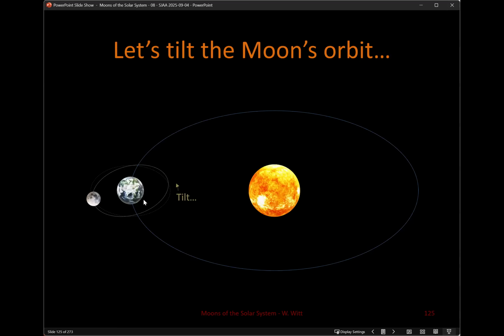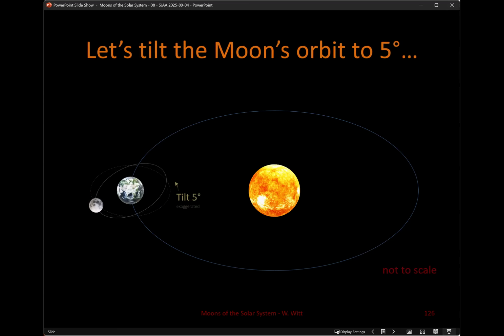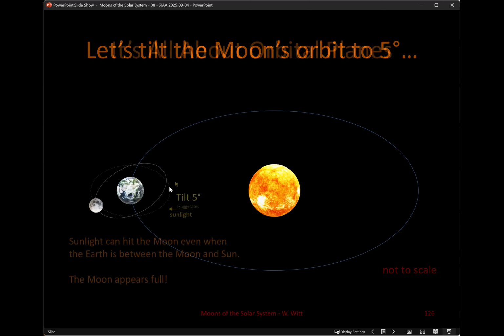And now I've tilted the moon's orbit a little bit, right? Before, the plane of the planet going around the sun was the same as the plane of the moon going around the Earth. But now I've tilted the Earth-moon orbital plane a little bit. And it turns out our moon is doing this, right? Our moon's orbital plane is tilted about 5 degrees from the orbital plane of the Earth-Sun system.